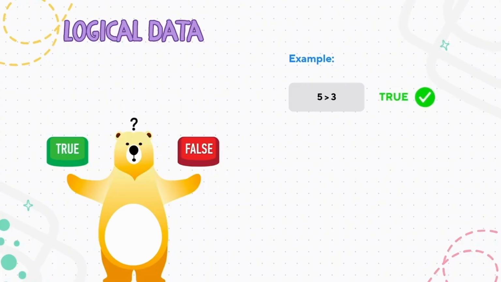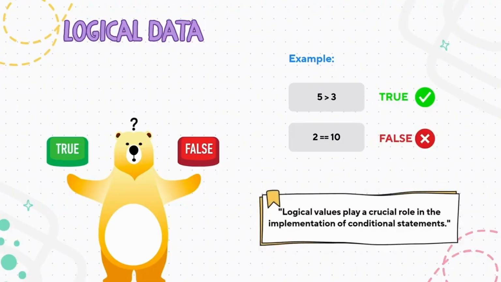Let's take another example. Suppose we have yet another comparison operation, and this time it is comparing the value of 2 to the value of 10, which is done by using this double equals sign inside R. This is checking if 2 is equal to 10. Now this is obviously false, so this will return a false value. So that is about it when it comes to logical data. These will become powerful when we get into conditional statements later.